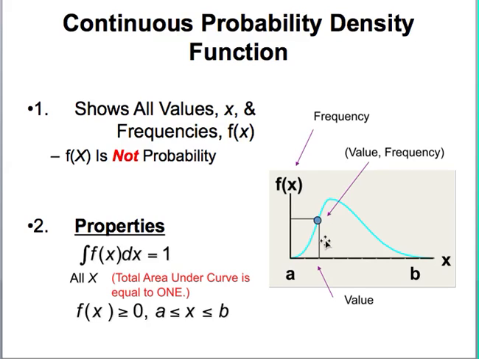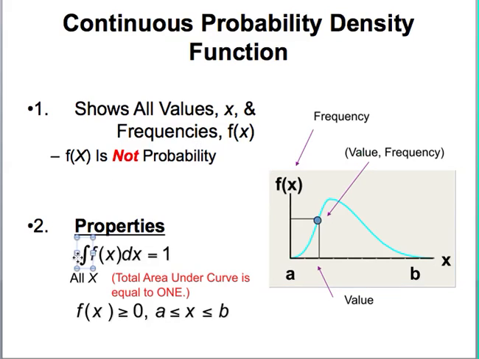So here you will see I have a graph, and we have the values of x on the horizontal axis, and the values of y, which would represent the frequency, on the y-axis. The area under the curve is where we would find our probabilities, right? So our continuous probability density function, that graph, shows all the possible values of x and the frequencies associated with these values. Now note that f of x is not your probability. In order to find the probability, you'll have to find the area under the graph.